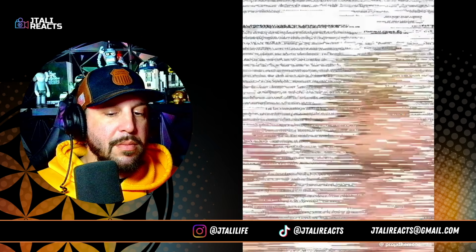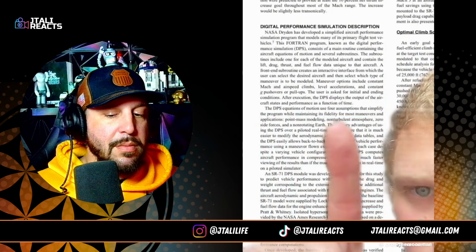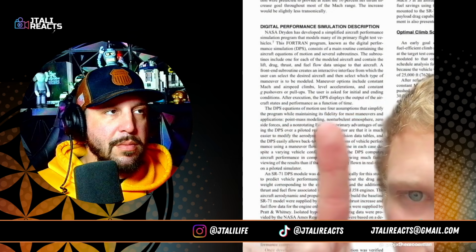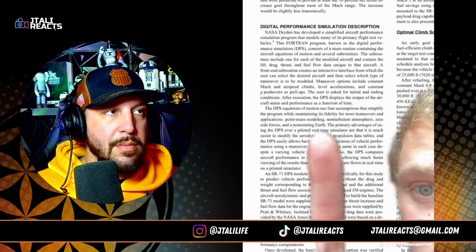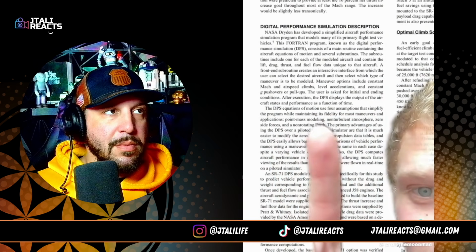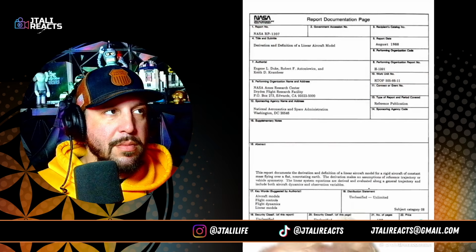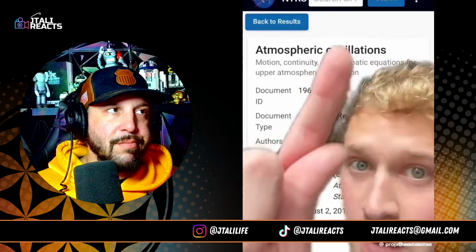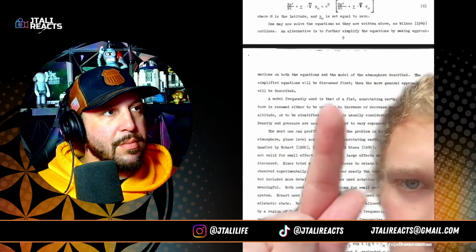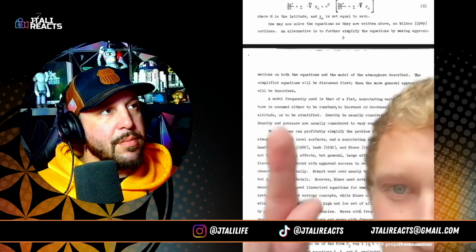Here's 3 documents from NASA admitting the Earth is flat and non-rotating. The DPS equations of motion use 4 assumptions that simplify the program while maintaining its fidelity for most maneuvers and applications: point mass modeling, non-turbulent atmosphere, zero side forces, and a non-rotating Earth. This report documents the derivation and definition of a linear aircraft model for a rigid aircraft of constant mass flying over a flat, non-rotating Earth. Last one. The model frequently used is that of a flat, non-rotating Earth.